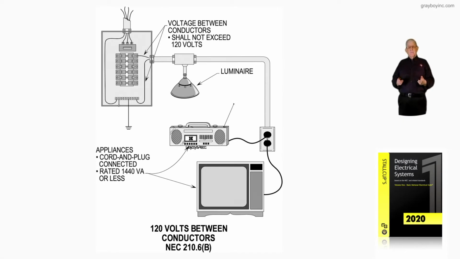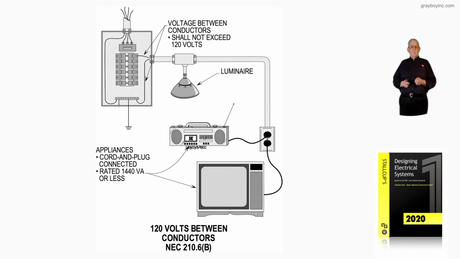Now this illustration is getting into voltages between conductors and so forth. And this illustration illustrates 120 volts between conductors in accordance with NEC 210.6(B). Now notice we have a 20 amp circuit, maybe in the panel board, or a 15 amp circuit. We have number 14 or number 12 wire run as you see. And the voltage between the conductors does not exceed 120 volts to ground.